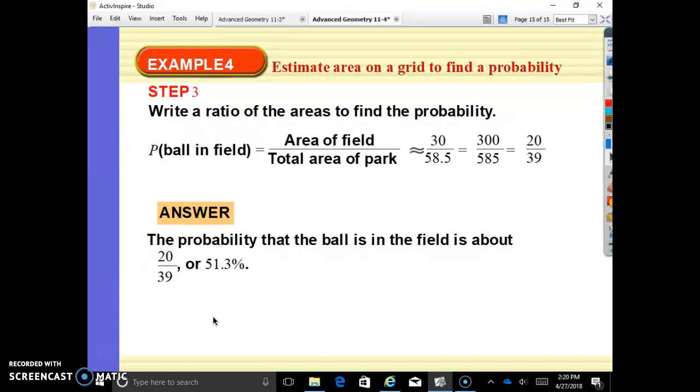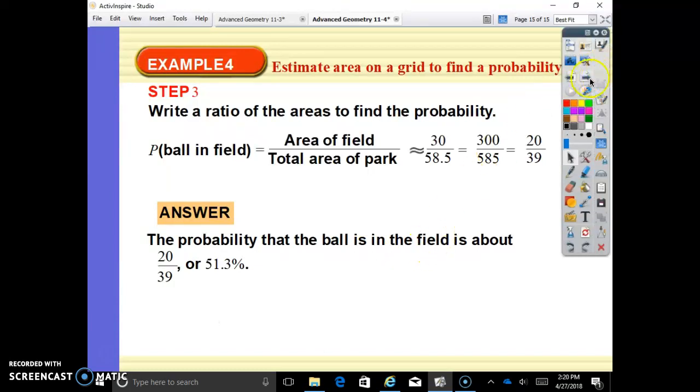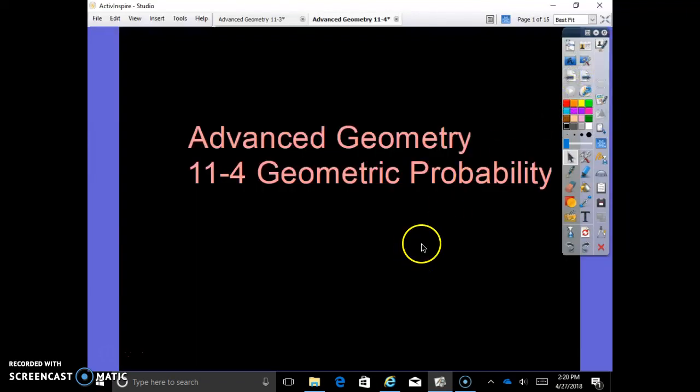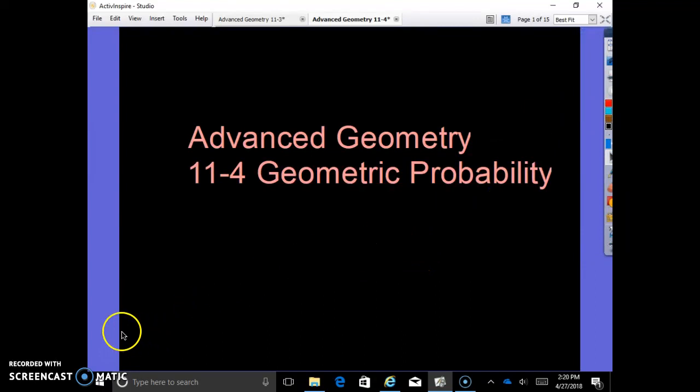You're just estimating. Well, that is the end of our lesson on 11.4, Geometric Probability.